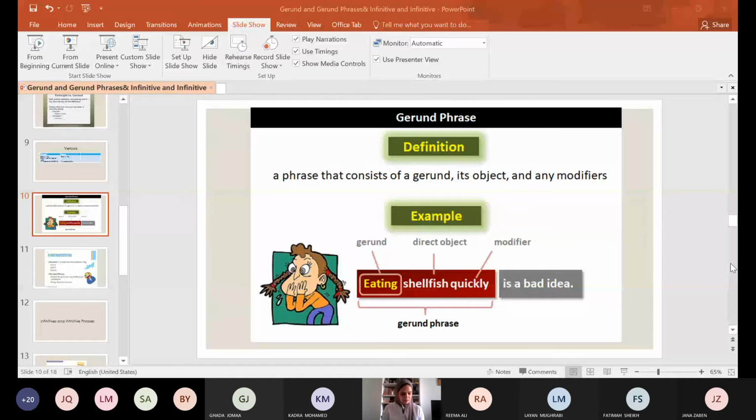Sentence number 5. Serving of spaghetti. Yes, serving of spaghetti. Okay.